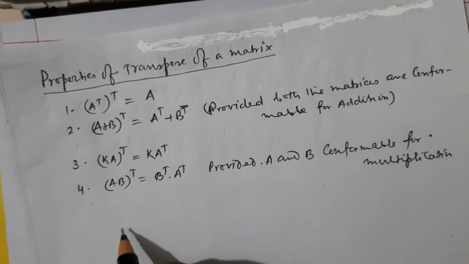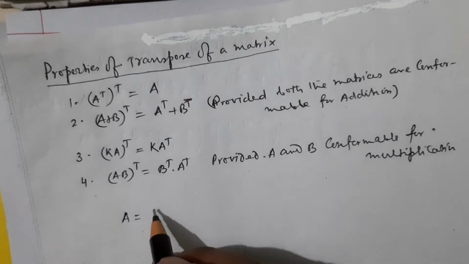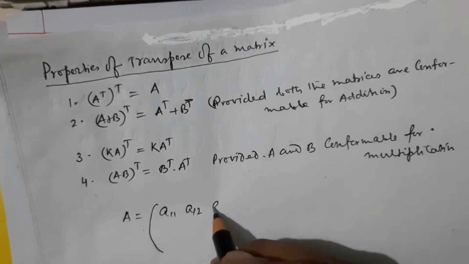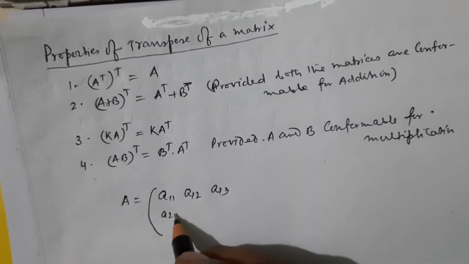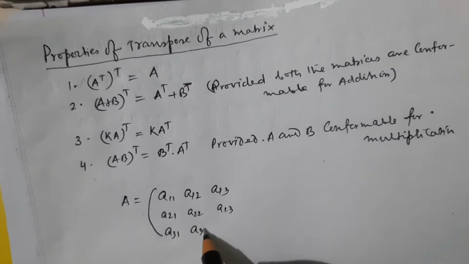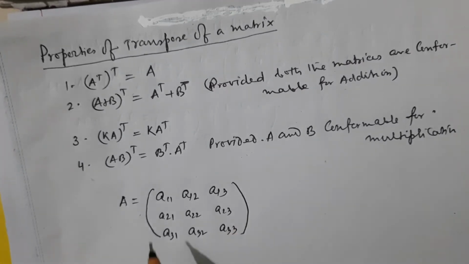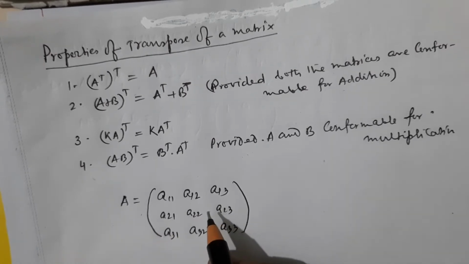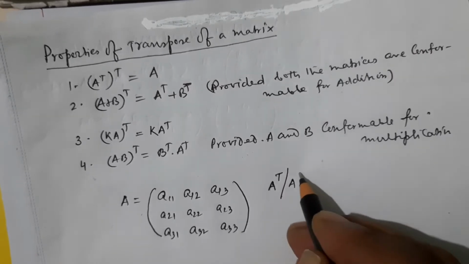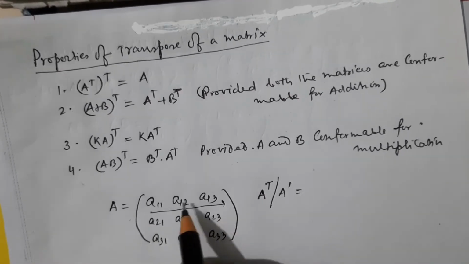If A is a matrix of order 3 cross 3, A11, A12, A13, A21, A22, A23, A31, A32, A33. And if we determine the transpose of a matrix, we always indicate it as A transpose, otherwise it is denoted by A prime, that is just interchanging row into column.